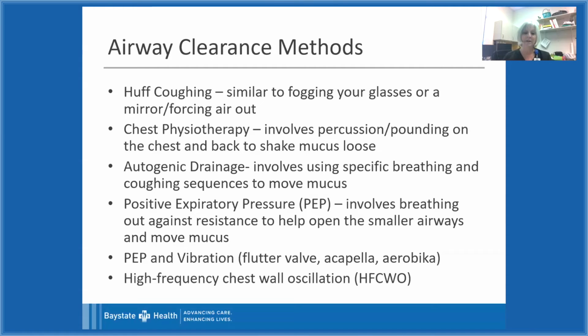And then we have PEP and vibration. So if any of you are familiar with flutter valves or acapellas or arabicas, these are all devices that we blow into against resistance, and it actually causes a vibration of our chest wall. That vibration is meant to shake the mucus loose. And once we've shaken that mucus loose, then we use that huff coughing technique to move it up and out. So you're getting the picture, right? All of these techniques are to move that mucus, get it out of our lungs so that we're not at risk for infections developing.